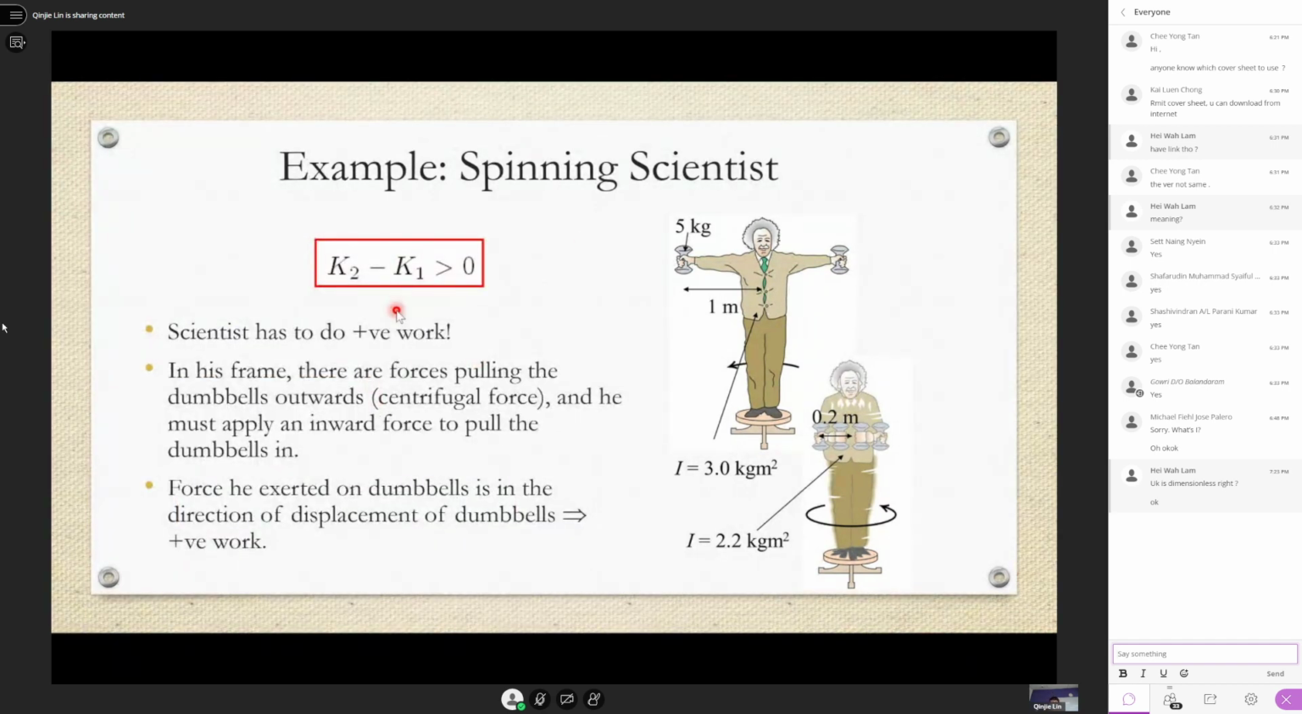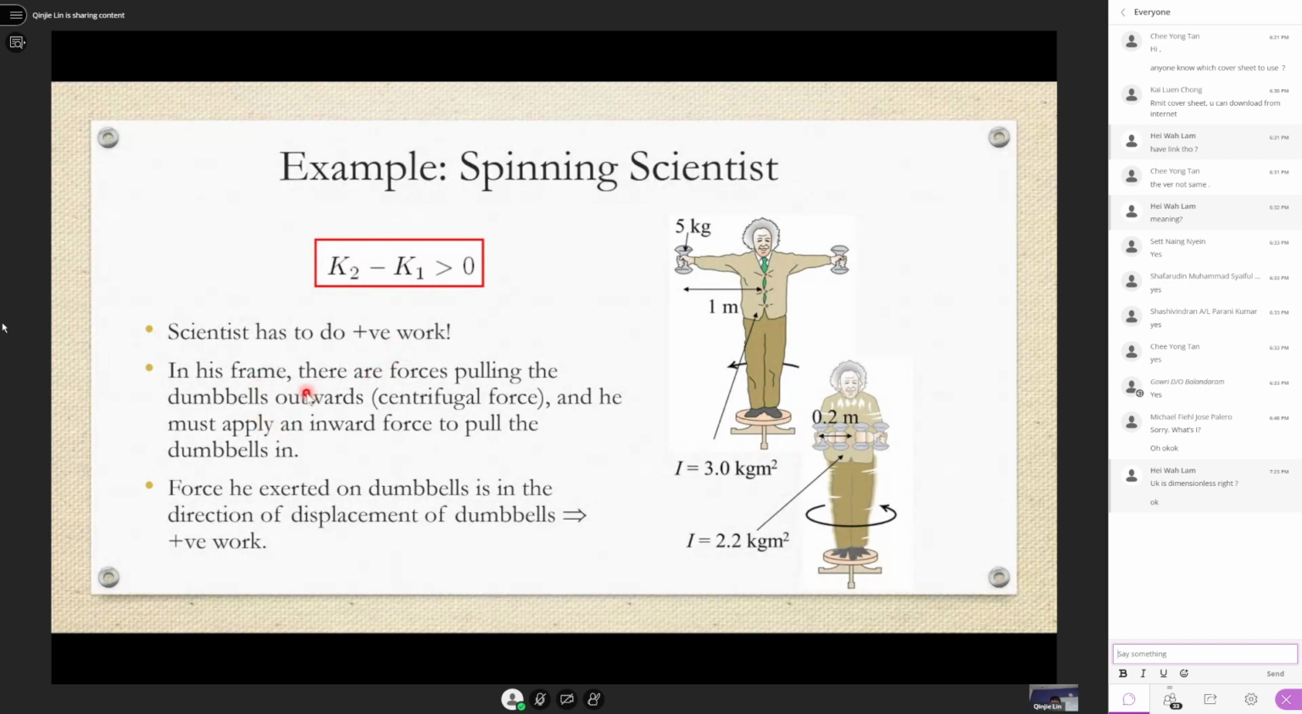So you see, the kinetic energy of the system suddenly increased by so much. But how can kinetic energy increase when you don't see someone pushing him? Actually, the person himself is doing work for this to occur. So the scientist has to do work to increase the energy of that system.